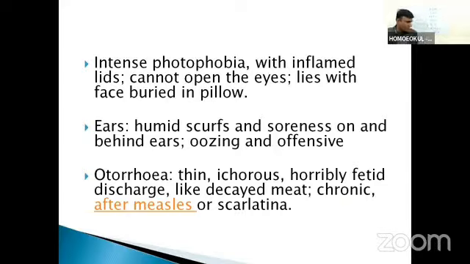Next. Otorrhea, horribly fetid discharge like decayed meat. Chronic after measles. Diarrhea or otorrhea after measles or scarlatina. Doctor, very, very important. The most common complication of measles is otorrhea. Next.